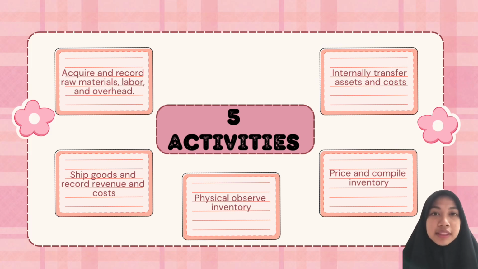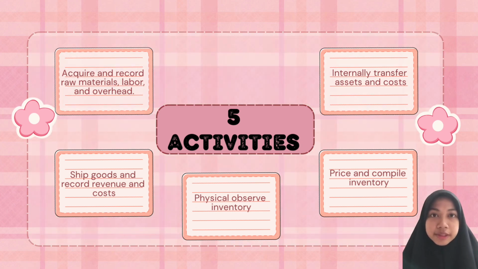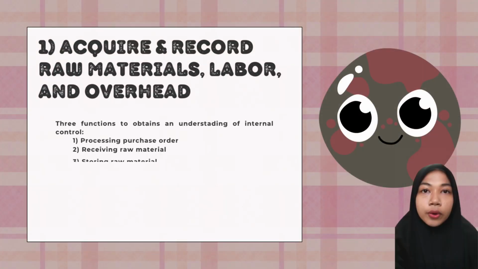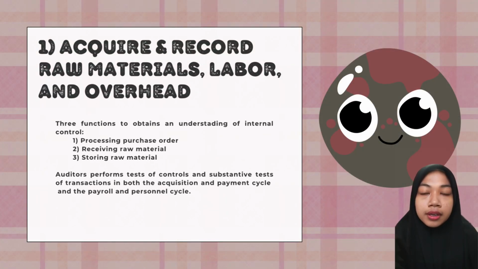These are the five activities of the inventories and warehousing cycle. The first one is to acquire and record raw materials, labor and overhead. The function is to obtain an understanding of internal control: first processing purchase orders, receiving raw material and storing raw material. Auditors perform tests of controls and substantive tests of transactions in both the acquisition and payment cycle and the payroll and personnel cycle.